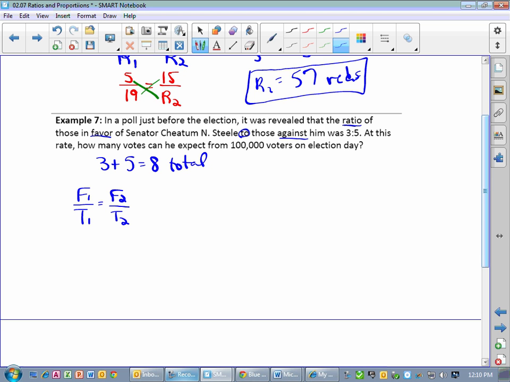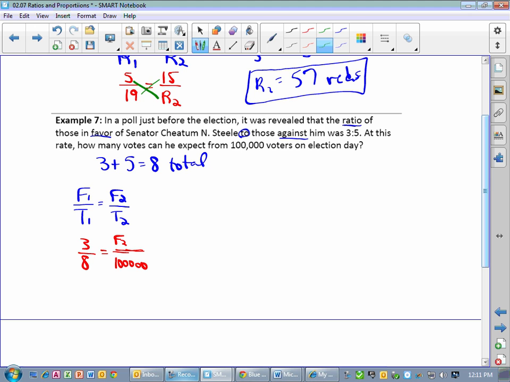So how many are in favor of him? Out of how many total? 8. Okay, so we're looking for how many will vote for him. Well, those would be in favor of him, right? If they vote for him. So we're looking for how many are in favor out of 100,000. This is how polling works. They figure out a ratio of people for out of the total, and then they can make a pretty good guess at how many people actually vote for that person.